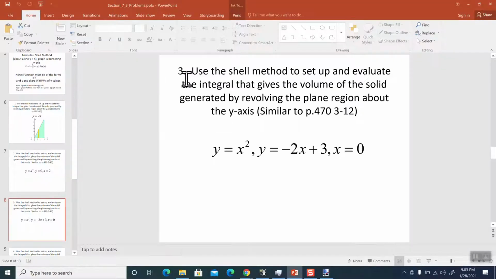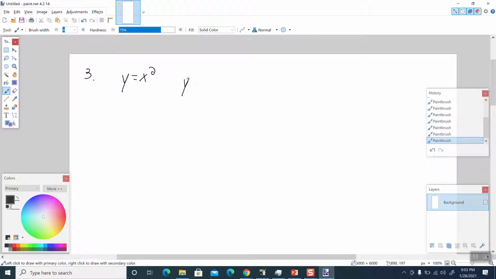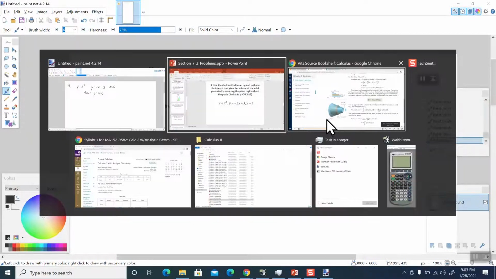Y is equal to x squared. Y is equal to negative 2x plus 3. X equals 0. And about the y-axis. Are these all y-axis? To save time, I won't graph this one by hand. I'll just use Desmos, even though this would be easy to graph.